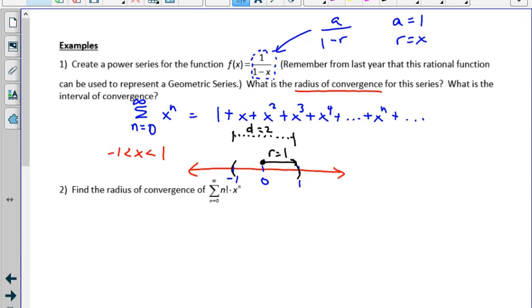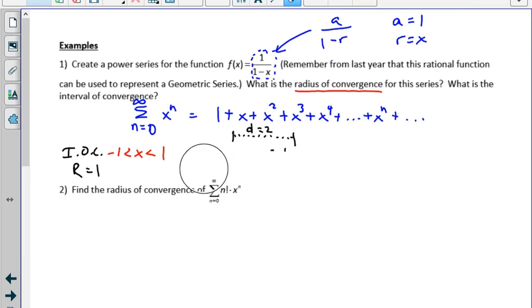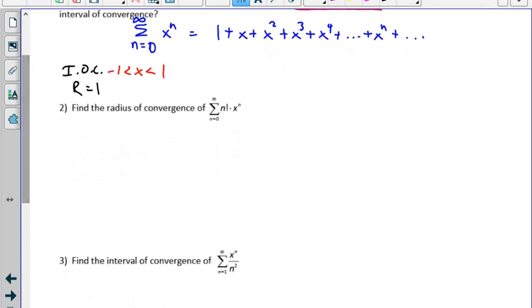So my interval of convergence is from -1 to 1, and the radius of convergence is equal to 1. If that helps you to look at it geometrically, that is what's going on there. And once again, we will check the endpoints of this in a minute, after I show you something where I do check the endpoints in problem 3.